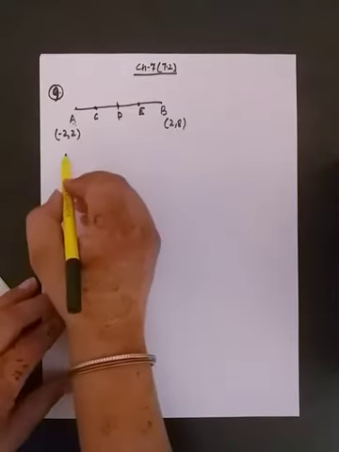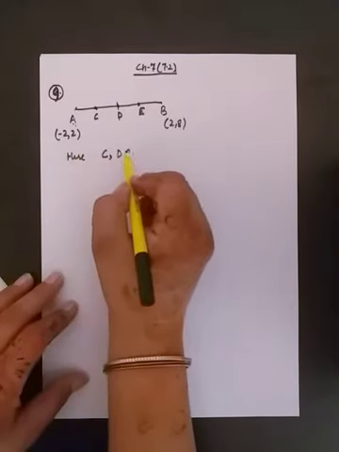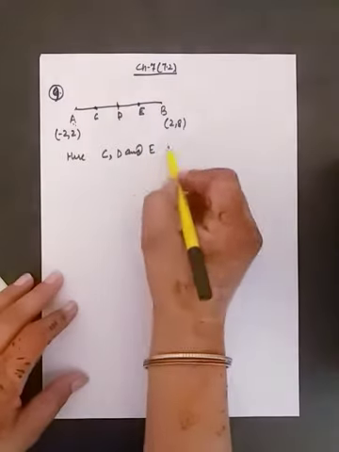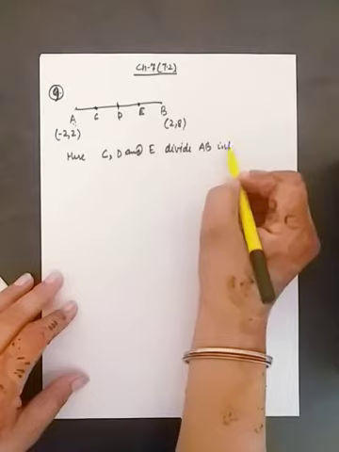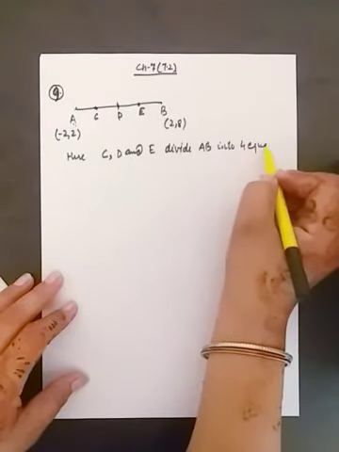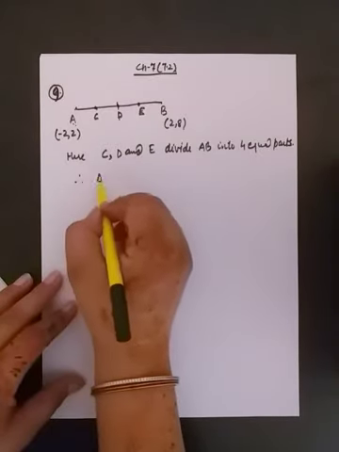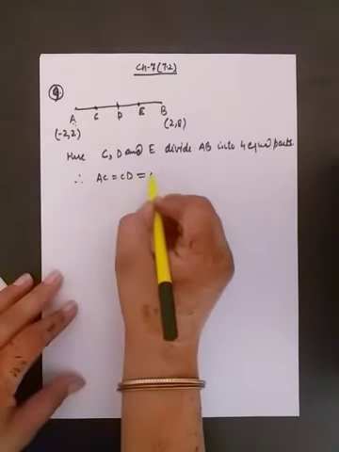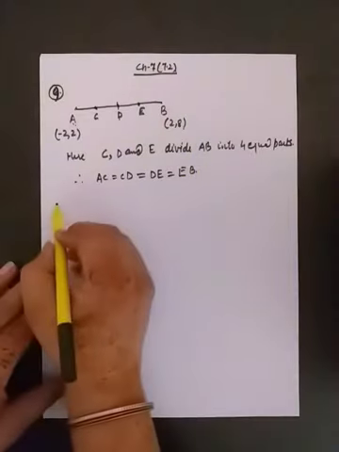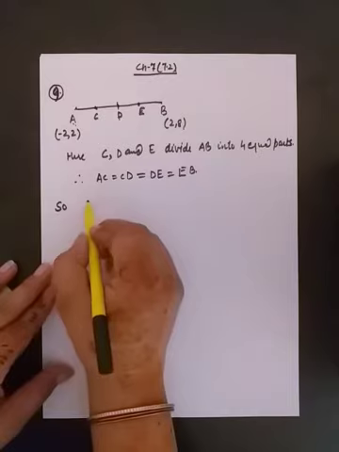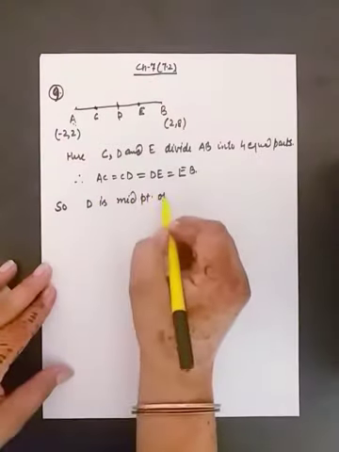So we will write here C, D and E divide AB into 4 equal parts, or you can say therefore AC is equal to CD is equal to DE is equal to EB. So D is the midpoint of AB.